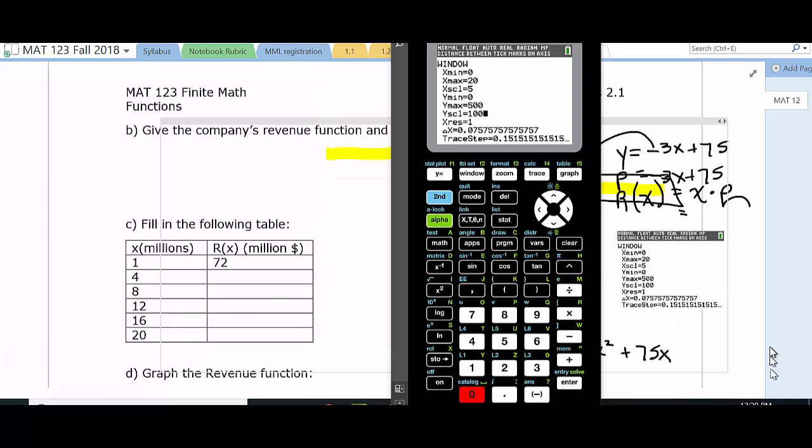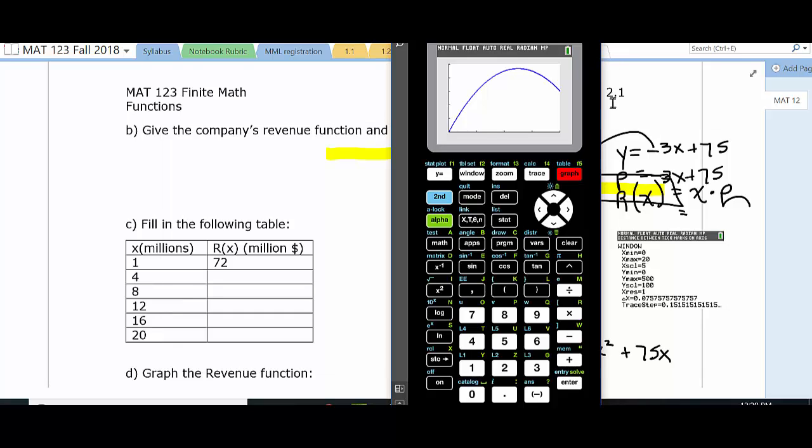Everybody following along okay? Where I am? Okay. Now, if you type graph, we've got a good graph, and the revenue is going to go quadratic. That's not linear. It goes up for a while, hits a high point, then starts going down again. This is what we call a quadratic relation. All right, so here's what you're going to do next.